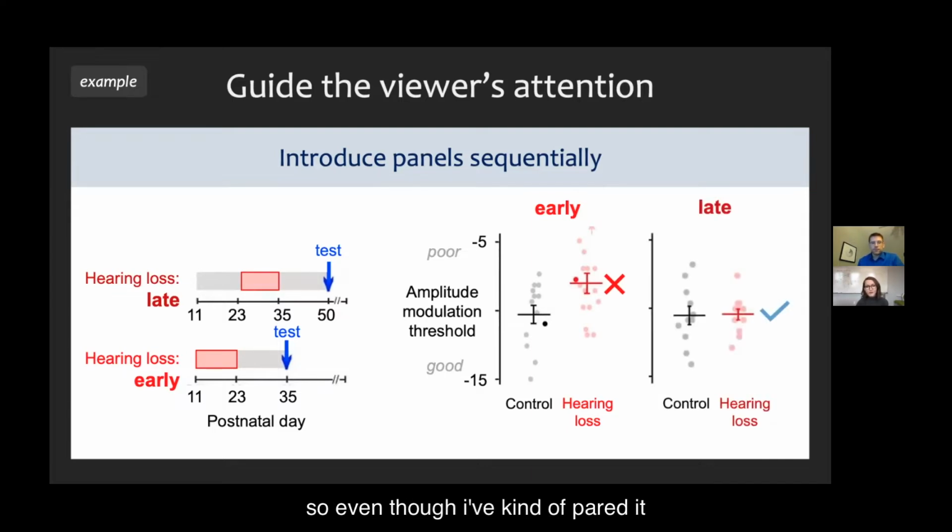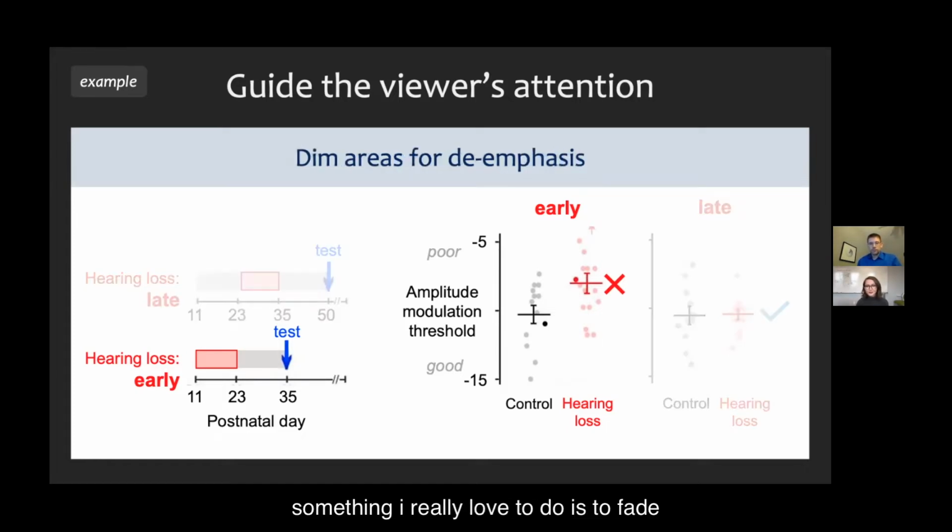So even though I've kind of pared it down quite a bit from the original figure, by introducing each of these panels sequentially, it really helps you follow along with what I'm trying to say. And something I really love to do is to fade out everything that is not of importance, especially if I want to focus on one group over another. So in this case, I want to focus on the panel on the left. So I've emphasized that by de-emphasizing everything else.